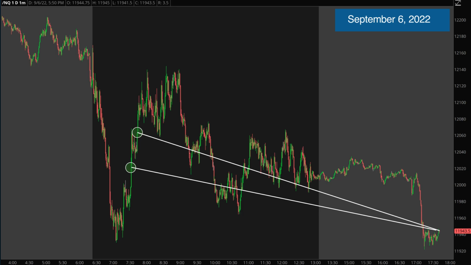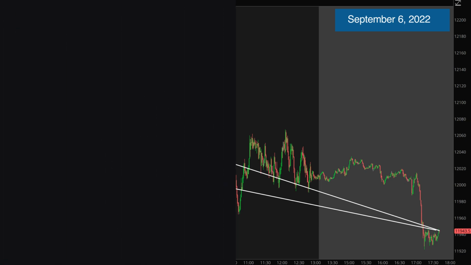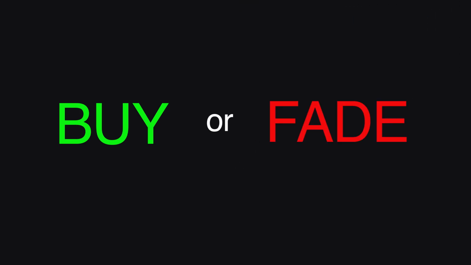This is not the first session where dip buying didn't work for the bulls. It suggests that not every rebound should be bought. But how do we know which one is worth buying and which one should be faded? There's an indicator which might help us with answering this question.